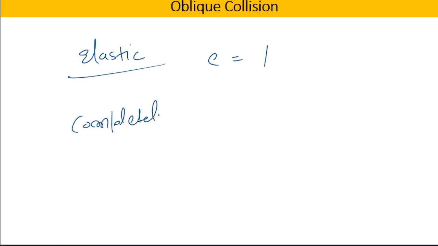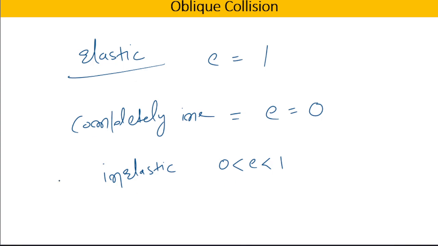Again, if collision is elastic, E will be equal to 1. If collision is completely inelastic, you already know these things, E is equal to 0. That is, after collision they will become one, so there won't be separation. Velocity of separation in this case will become 0. And if collision is inelastic, I mean if it is in between elastic and completely inelastic, then E value will be greater than 0 but less than 1. So this thing already we have done in head on collision, we have discussed in detail, ठीक है?